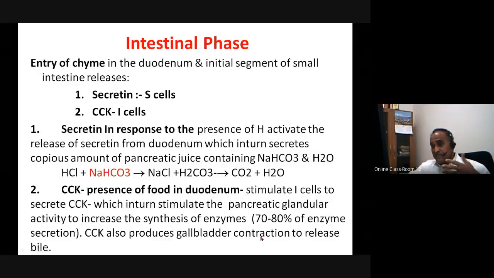gallbladder are released. If you look at the pancreatic duct and the common bile duct, they join together, and both of them are released into the first part of the duodenum. So that means the pancreatic juice comes along with the bile.